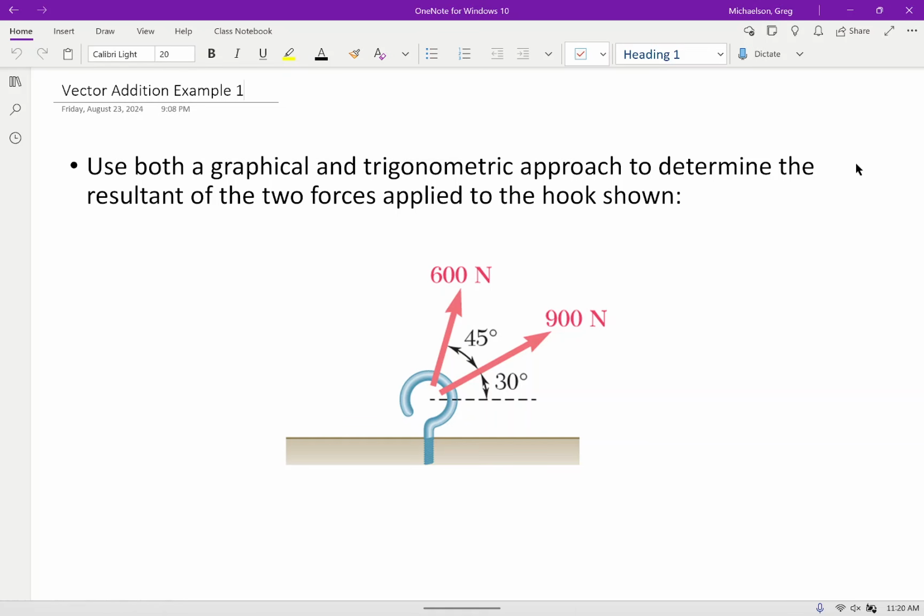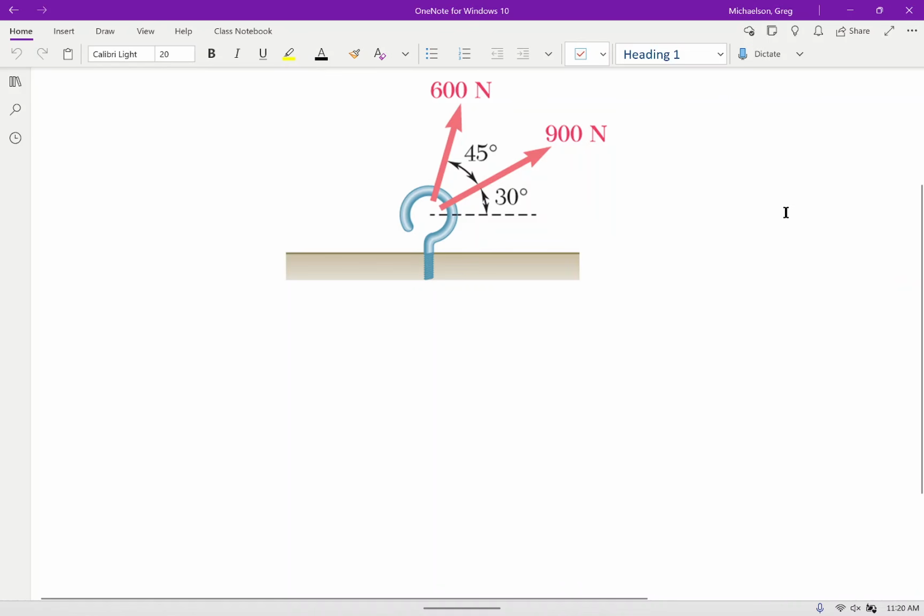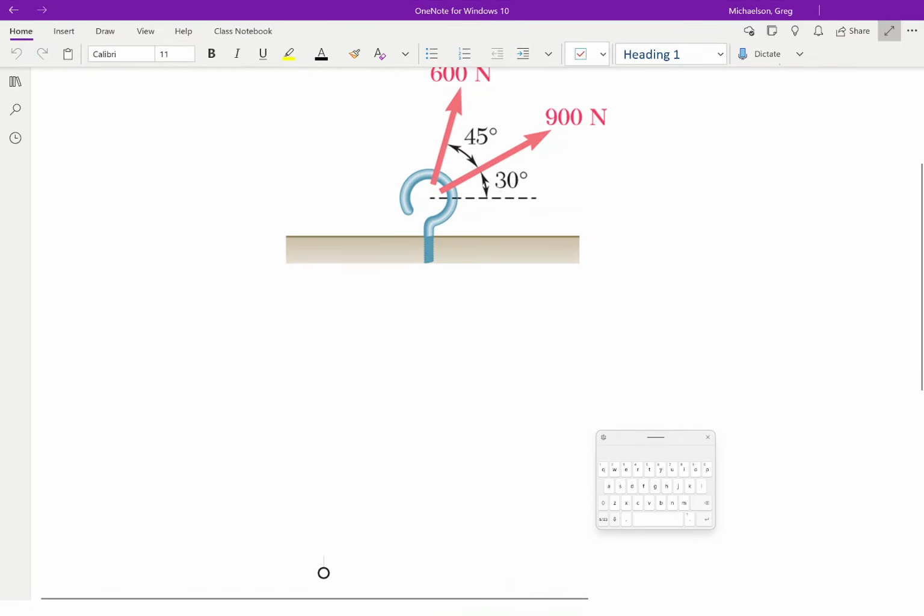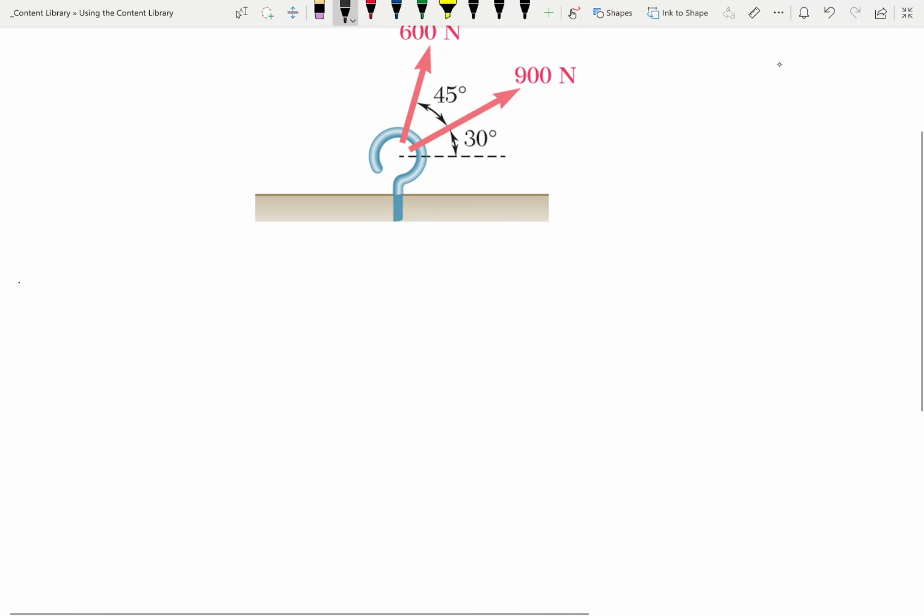And so I want to do that using a somewhat graphical approach. Now, let me show you how we're going to do that. All right, so we're going to do this, like I said, in a tip to tail fashion. And I'm going to do my best to try and draw these vectors to scale. Now I'm going to do it with the 900 Newton vector first, then the 600.